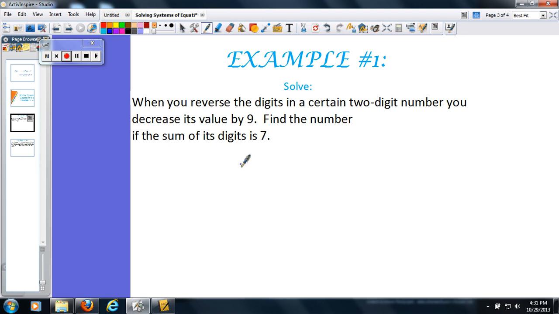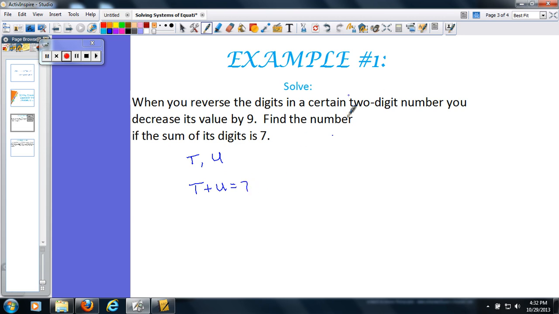Okay, so when I look at question number 1, it says when you reverse the digits in a certain 2-digit number, you decrease its value by 9. Find the number if the sum of its digits is 7. Again, we're working with a 2-digit number, so our variables are going to be t and u. We know that the sum of these 2 digits is 7, so t plus u equals 7.